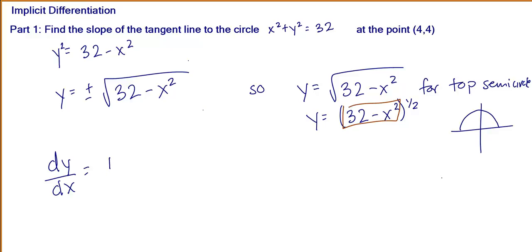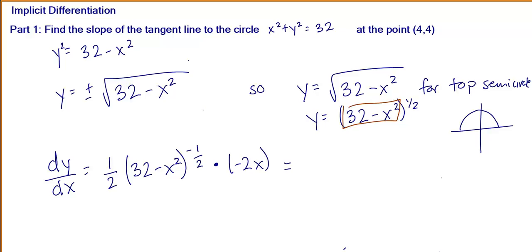So I need to take the derivative of the outside. It's going to be 1/2 times whatever is inside my box. Keep that the same, and drop your power by 1. So 1/2 minus 1 gives me negative 1/2. Times, now I need the derivative of the inside. The derivative of 32 minus x squared would be negative 2x.